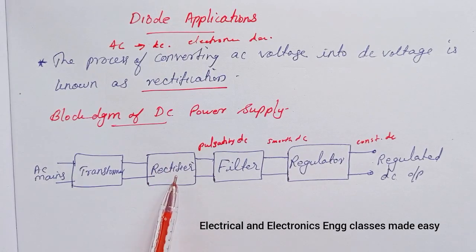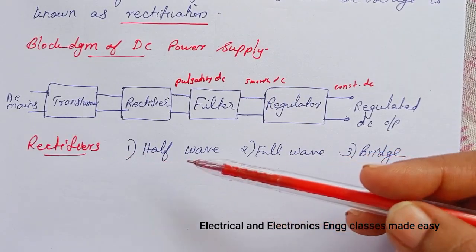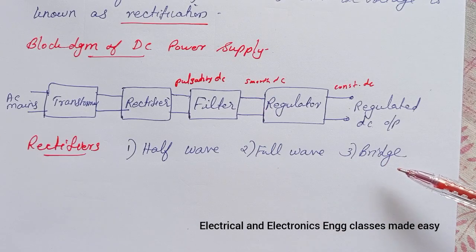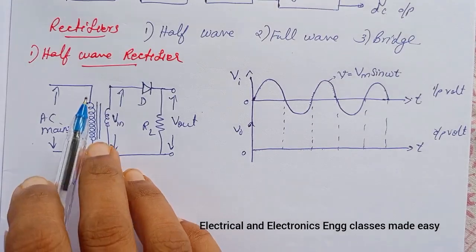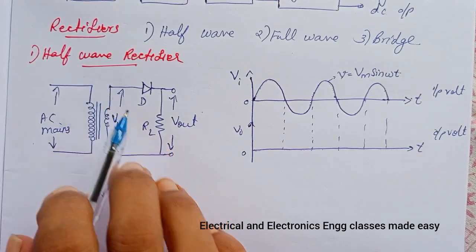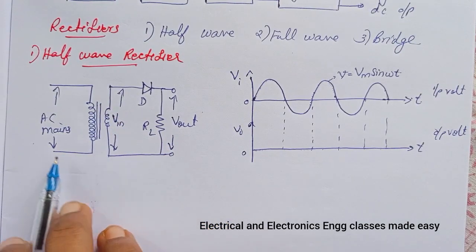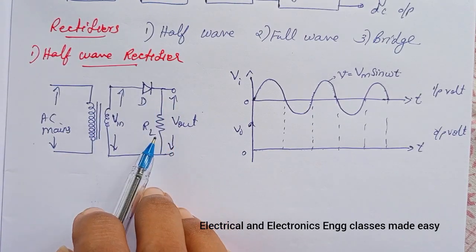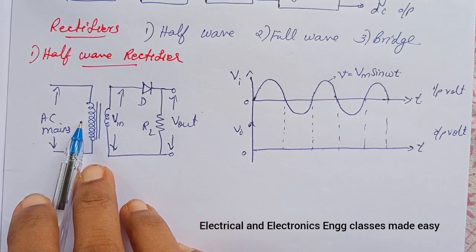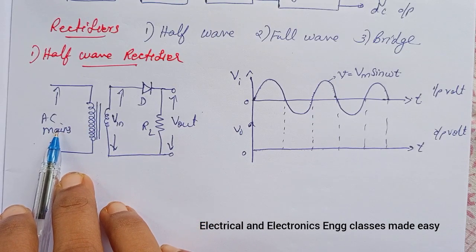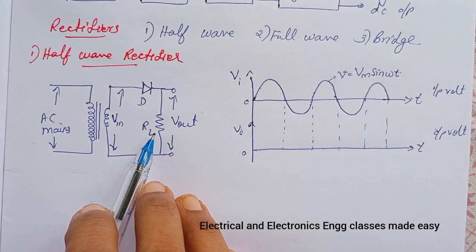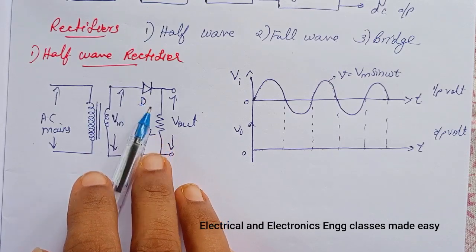So let us study about the rectifiers. The rectifiers are of three types: half wave rectifiers, full wave rectifiers, and bridge rectifiers. Let us study about the half wave rectifier. The circuit diagram of a half wave rectifier is shown in the figure. It consists of a transformer, a diode, and a load resistor. The primary coil of the transformer is connected to the AC mains, and the secondary coil to a load resistor RL through the diode D.